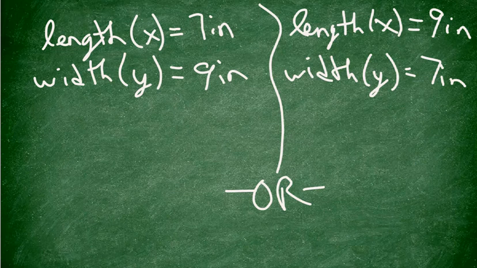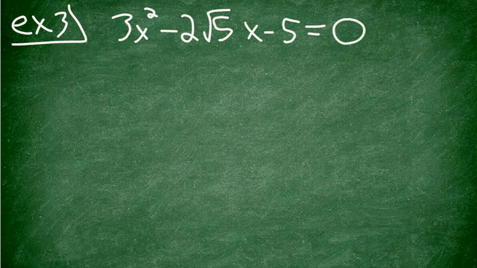This one is not related to a word problem at all, but is just another application of the quadratic formula. Okay, so example 3. 3x squared minus 2 root 5x minus 5 equals 0. So you may be wondering, why do I have a square root of 5? That's an irrational number, right? We haven't really seen anything like this.